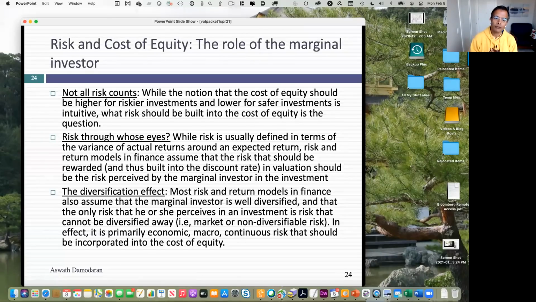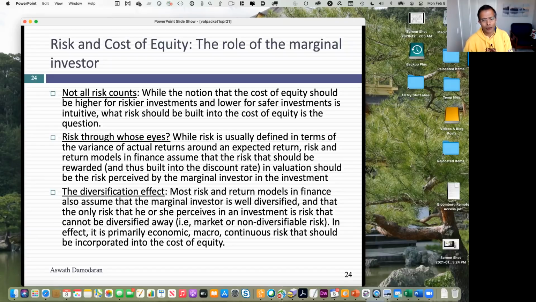Not all risk counts. When you invest in a company, only some of the risk will show up in your discount rate. So don't expect to get rewarded for every risk you face. And here's why. When you think about the risk in a company, you're an investor, and it's going to be very difficult to think about it this way. You can't look at risk through your eyes. You say, who else would I look at that investment through? Look at the risk in the company through the eyes of the marginal investors in the company.